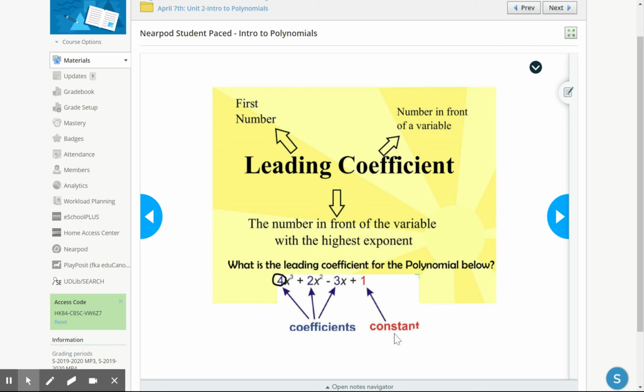Constants we should be able to recognize. Constants have not changed. They always are the ones that remain the same. They do not have a variable attached to them. And the constant is always our y-intercept. So if you ever want to know y-intercept or constant, you always look for the one that does not have a variable next to it.